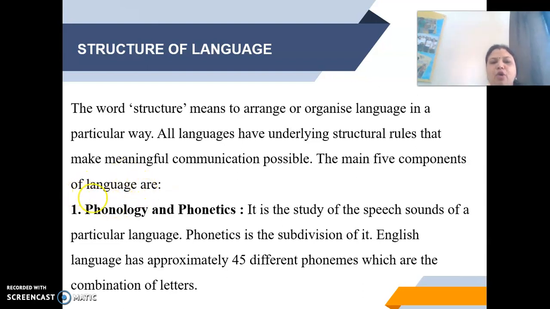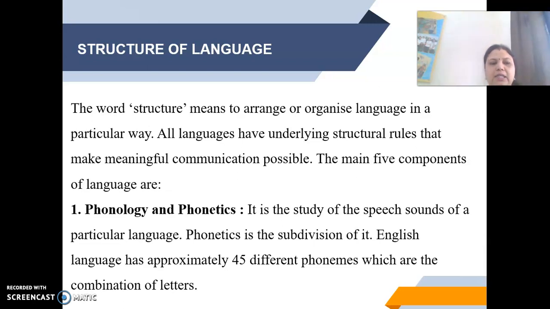The first component of it is phonology and phonetics. What is phonology and phonetics? It is the study of the speech sound of a particular language. Phonetics is the subdivision of it. The English language has approximately 45 different phonemes, which are the combination of letters.